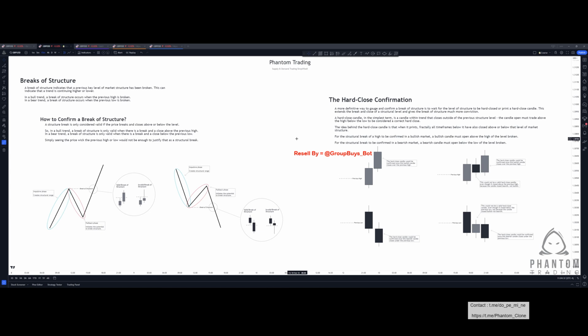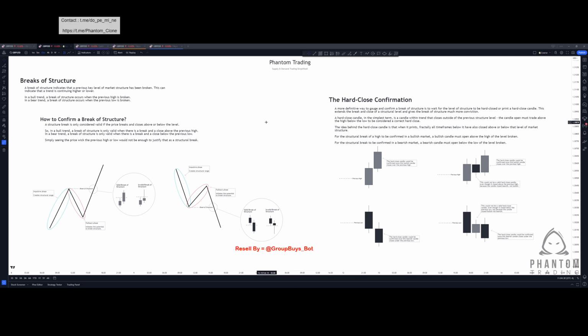So firstly, a break of structure indicates that a previous level of market structure has been broken. This can indicate that a trend is continuing higher in a bullish market or lower in a bearish market. In a bull trend, a break of structure happens when the previous high is broken and a new higher high is likely to form. And in a bear trend, a break of structure happens when the previous low is broken, forming potentially a new lower low. So how do we confirm these breaks of structure?